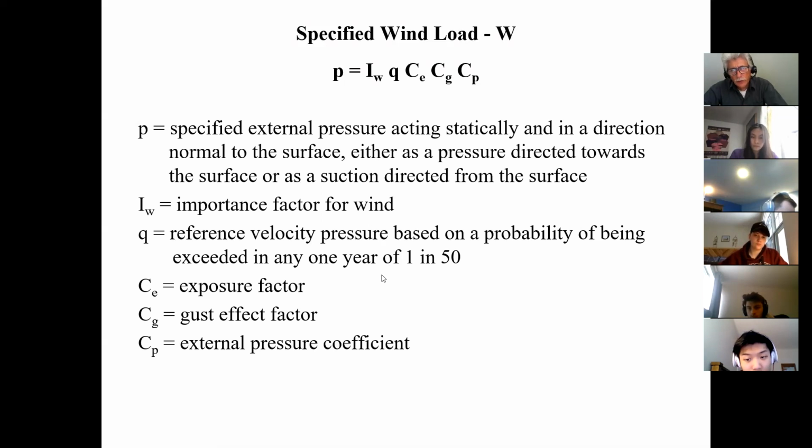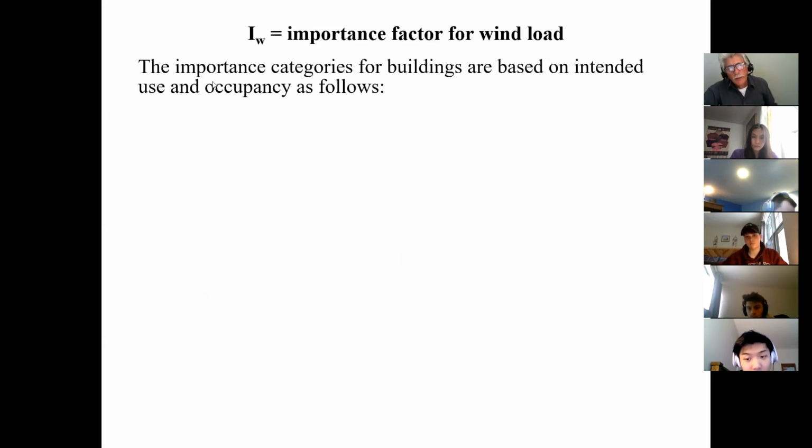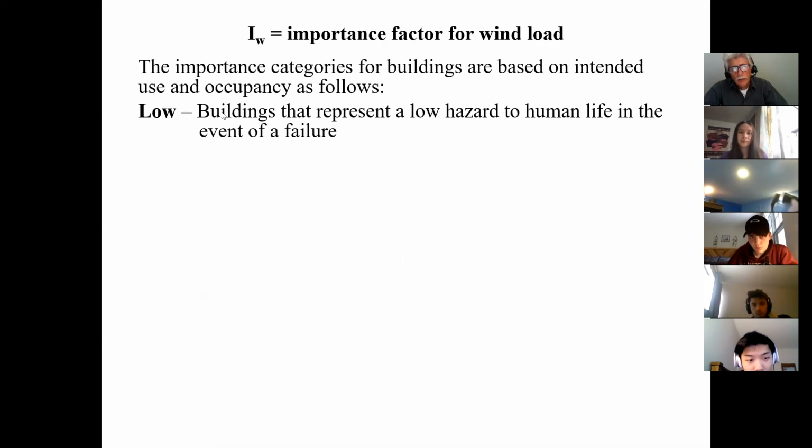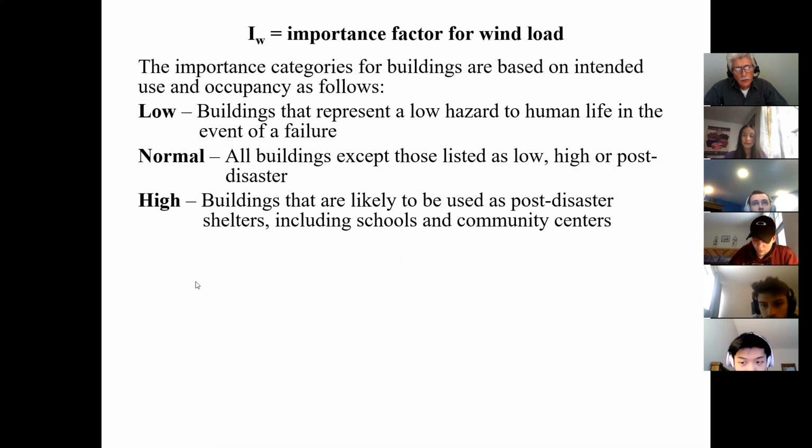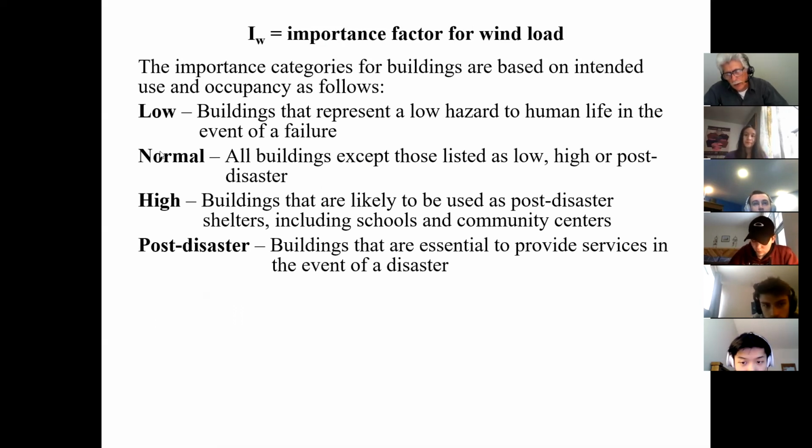Now we'll go through them one by one. Now, the importance categories for buildings are based on, this is going to be a repetition of what we did last week, but it doesn't hurt, repetition reinforces remembering. So we have a low category, and then we have a normal, and I love the way they describe this: all buildings except those that are low, high, or post-disaster. Which means you take whatever doesn't fall into this category, or this category, or this category, we'll consider that to be normal. And guys, just to let you know, your house is a normal building, shopping centers, office buildings, warehouses, industrial buildings, those are all normal buildings, okay?